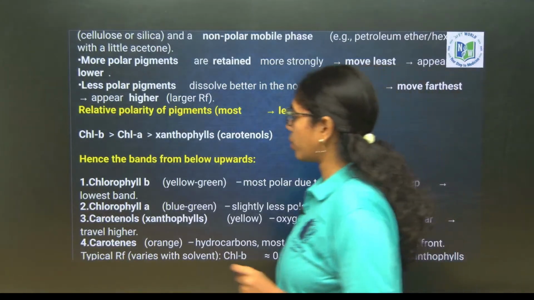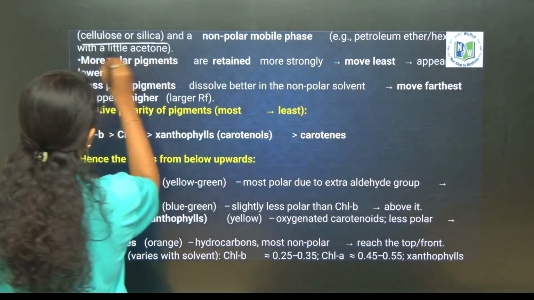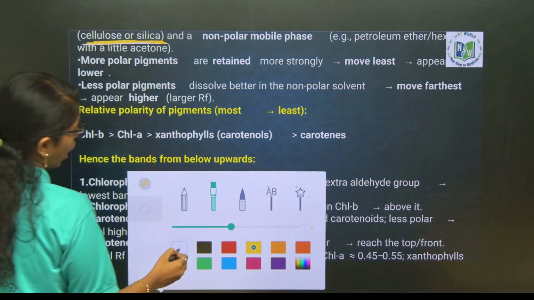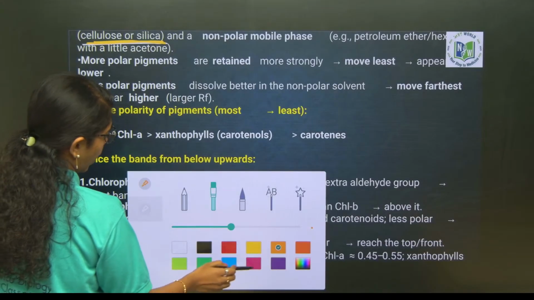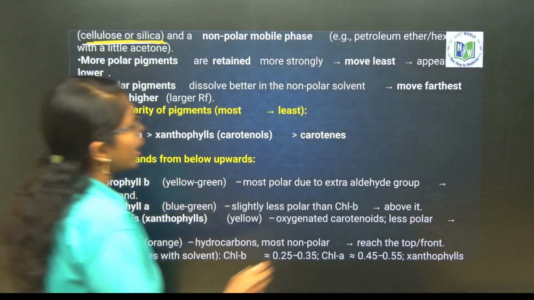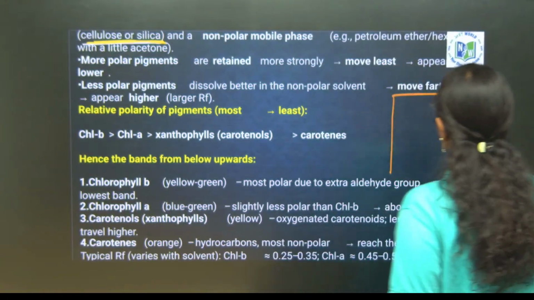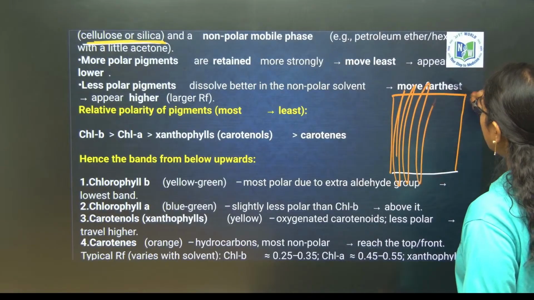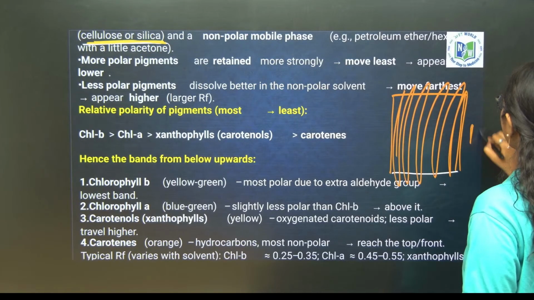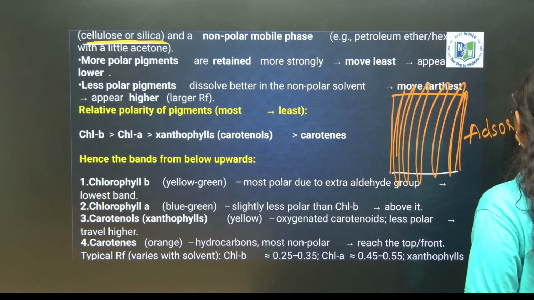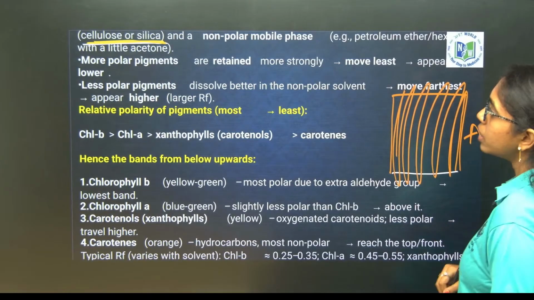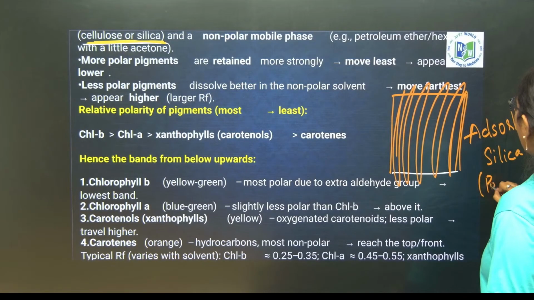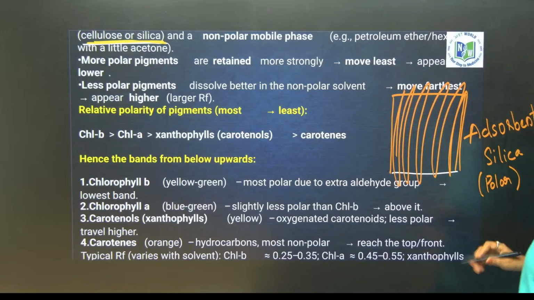Thin layer chromatography includes an adsorbent. The adsorbent can be made up of silica or cellulosic layer which is polar. So first a glass plate can be taken, a glass plate or a plastic plate, anything might be. This will be coated with the adsorbent. This adsorbent can be what? Cellulose or silica. What are these? Polar molecules, polar in nature, remember that.